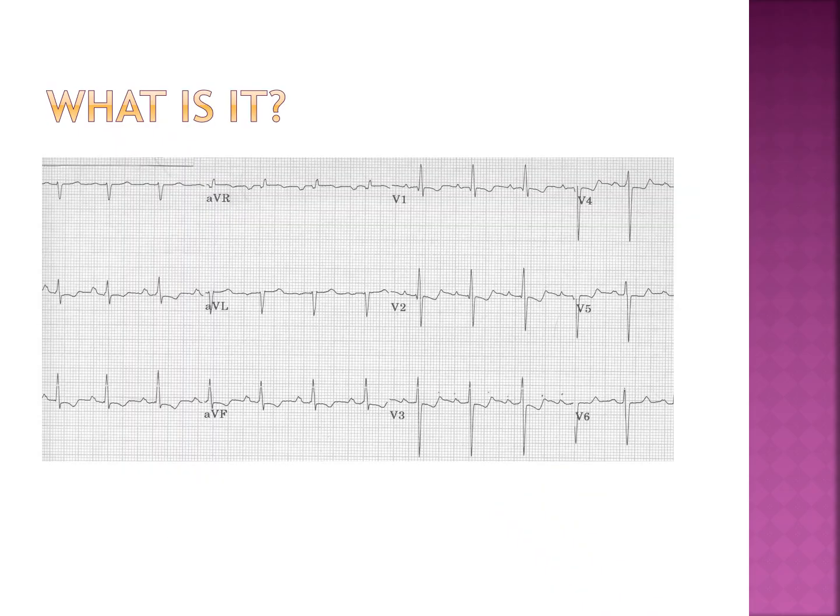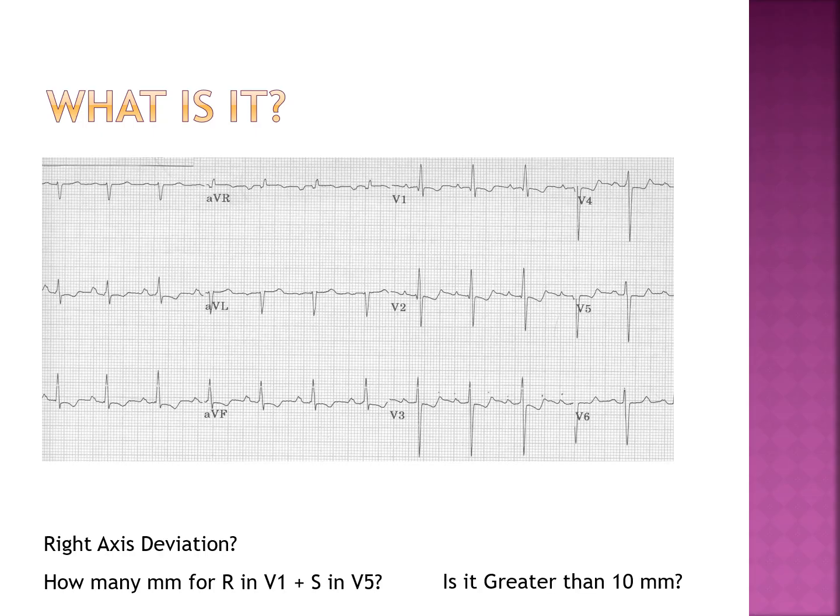So let's try this one. First question I'm going to ask is, do I have a right axis deviation? We're looking at AVR first, and again, it's got a positive deflection, but that may be related to a possible right ventricular hypertrophy. So lead 1 goes down, AVF goes up. So yes, we have a right axis deviation, so we need to look for a right ventricular hypertrophy. So how many millimeters for the R in V1 and the S in V5?